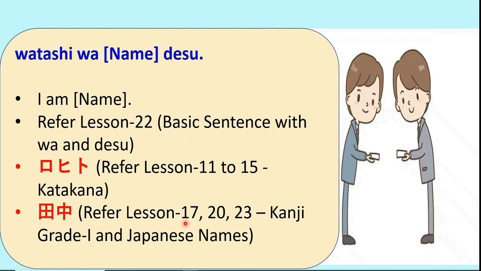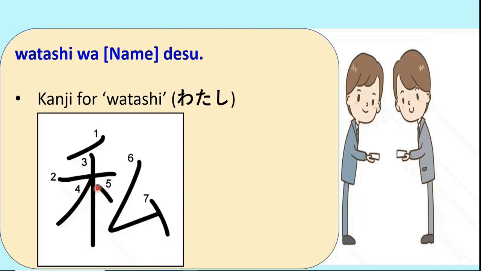For this, see lessons 17 and 20. In lesson 17, we learned the Naka kanji. In lesson 20, we learned the Ta kanji. So Ta Naka. And in lesson 23, we learned about surnames in Japanese, where we discussed Tanaka, what it means and where it has come from. So for this particular line, watashi wa name desu, please refer to all these previous lessons so that you understand it better. Now let's move on to the next sentence in the introduction.